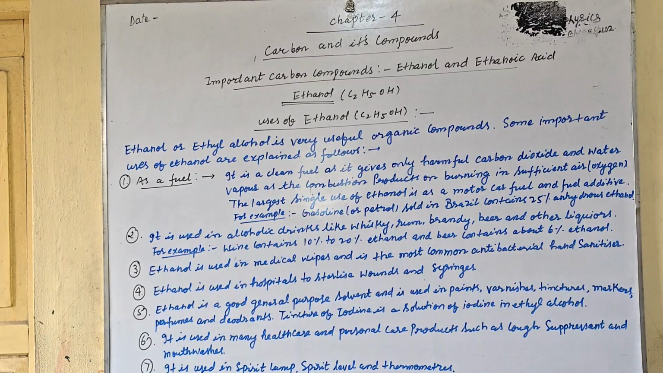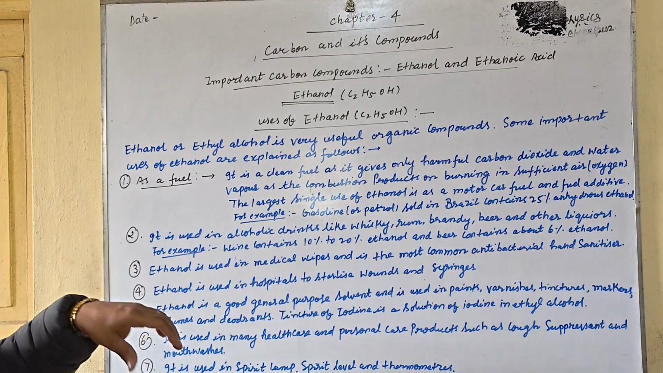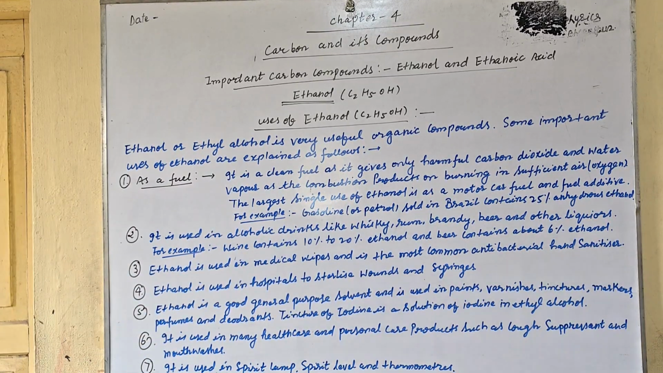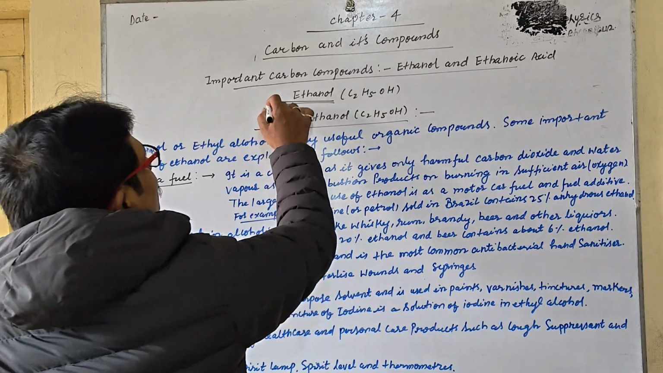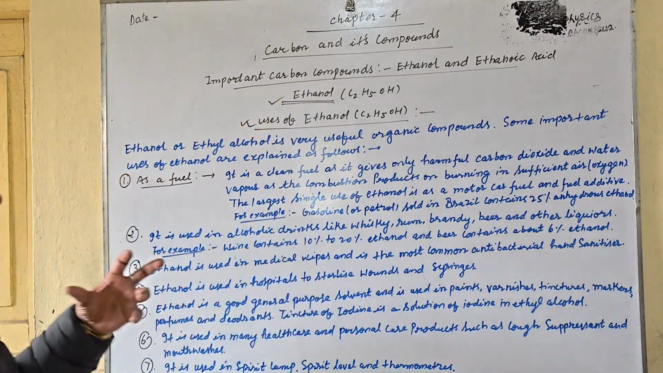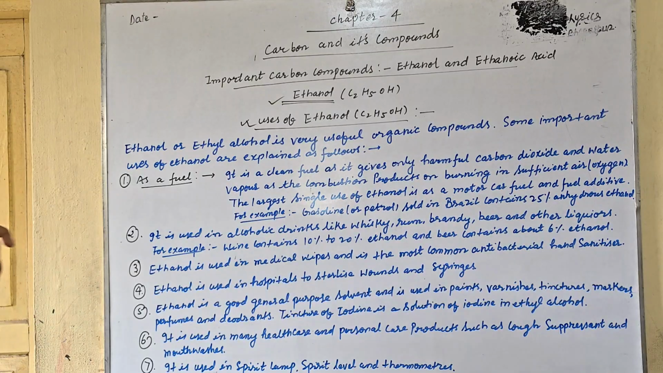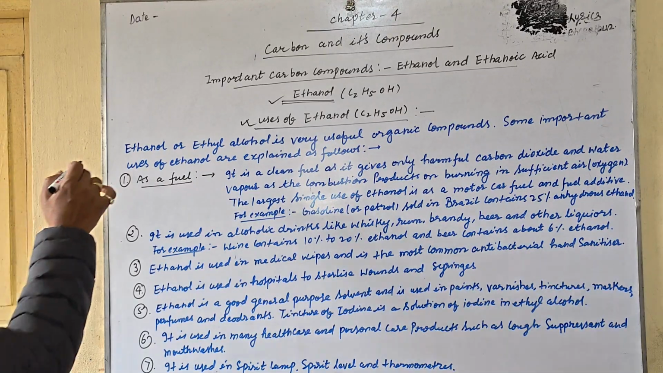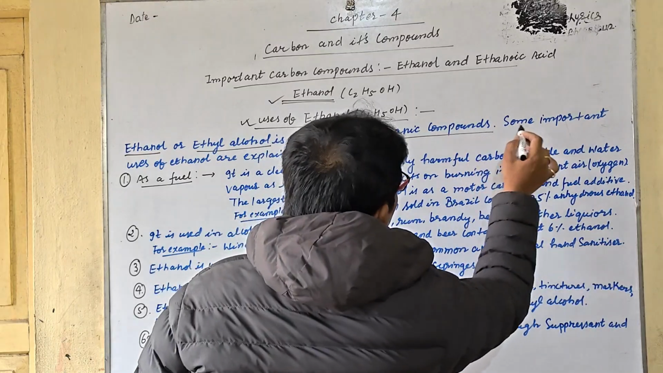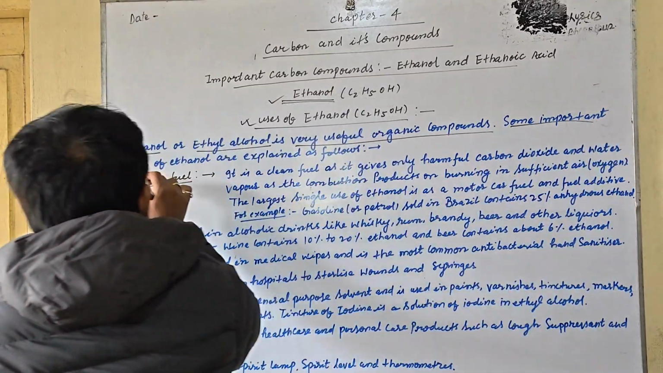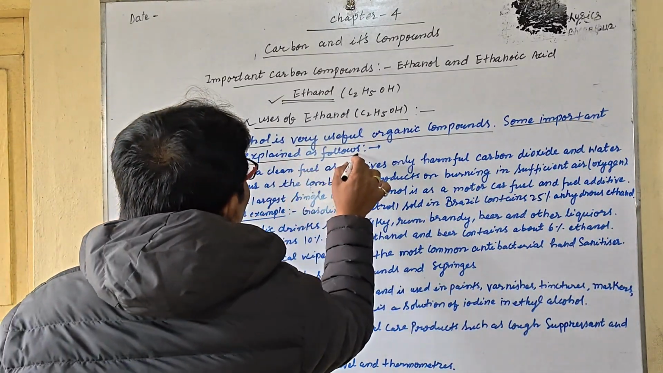As we all know, chapter number 4, Carbon and its Compounds, is going on. The last chapter covers the important carbon compounds, ethanol and ethanoic acid. Today's topic is the uses of ethanol. What are the uses of ethanol in our life? C2H5OH is the organic formula. Ethanol, or ethyl alcohol, is a very useful organic compound. Some important uses of ethanol are explained as follows.